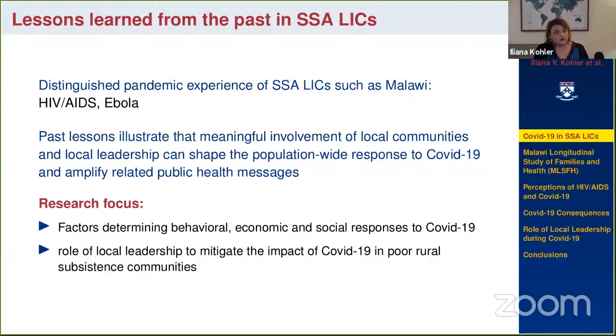Our research focus today is on the factors that determine behavioral, economic, and social responses to COVID-19 in Malawi. And particularly, we focus on the role of the local leadership to mitigate the impact of COVID-19 in these poor rural Malawian communities.